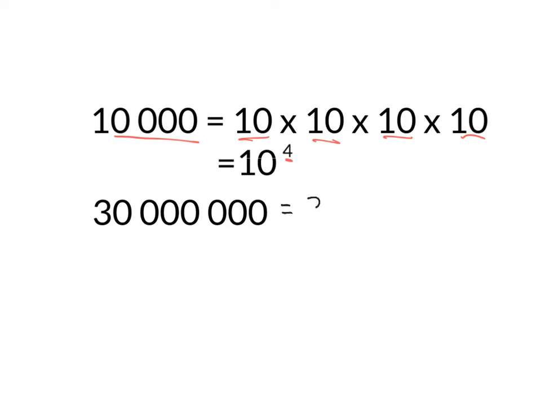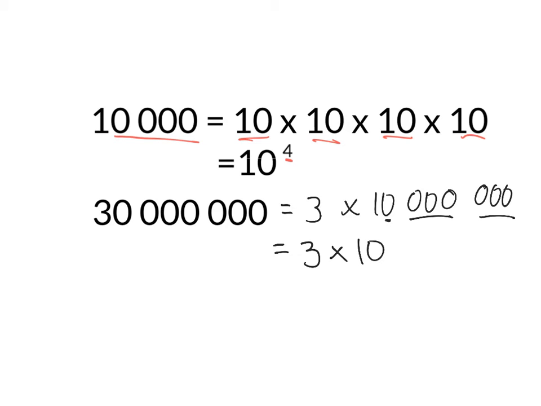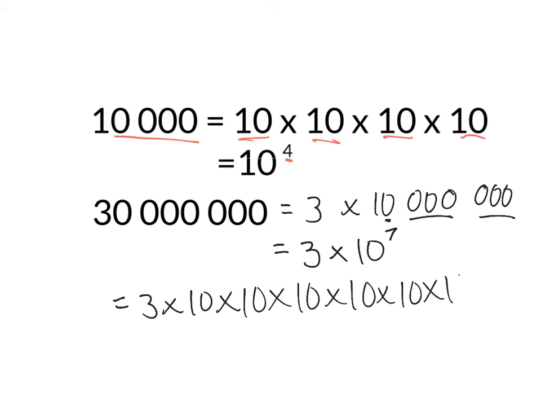Well, we already know that it's 3 times 10 million, but that's 7 zeros to write. Well, we can use that 7 to change this into a number with a base 10 format. So we have 3 times 10 to the 7th power. And of course that means 3 times 10 times 10 times 10 times 10 times 10 times 10 times 10. But that's a real pain to write. It's so much easier to write 3 times 10 to the 7th power.